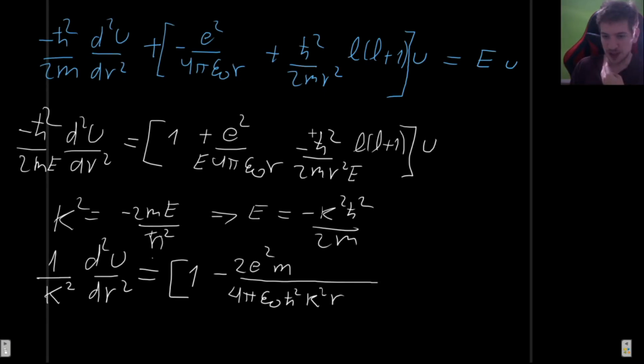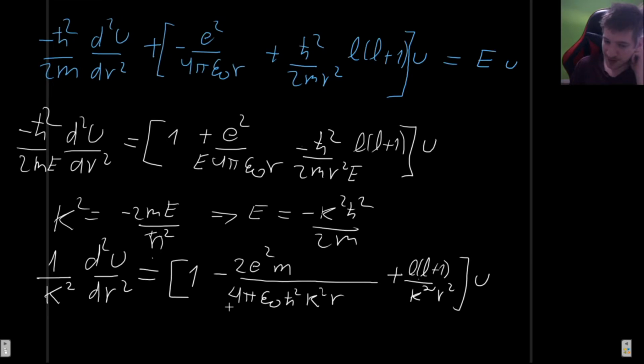Now, in this part right here, once again, we have 1 over k squared, so we get plus 1 over k squared times r squared, and in the numerator there's also l plus 1, so let's leave that there, l plus 1, and this times u. Now this is looking somewhat better, but it's still messy. So what can we do about it?